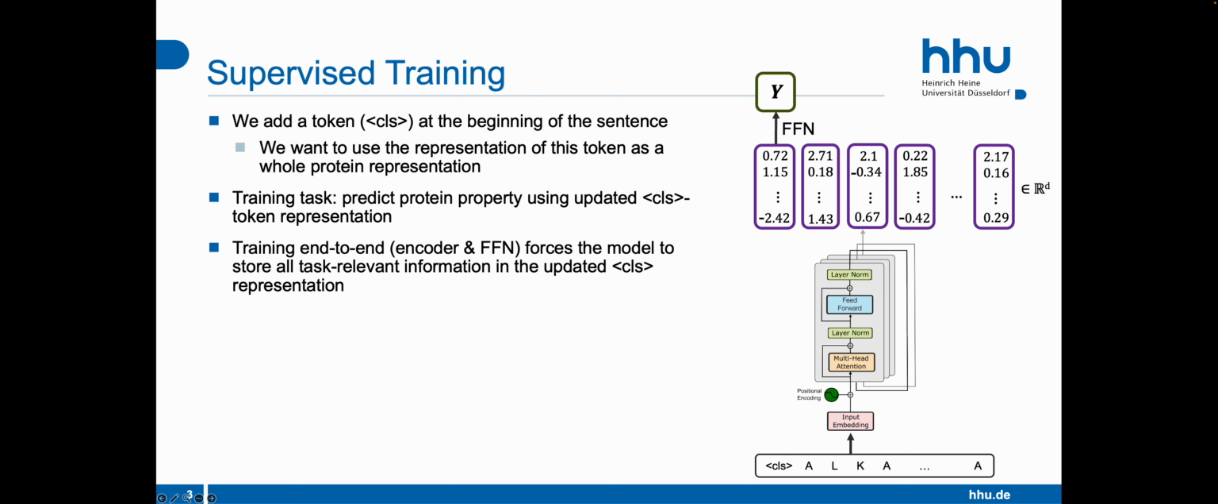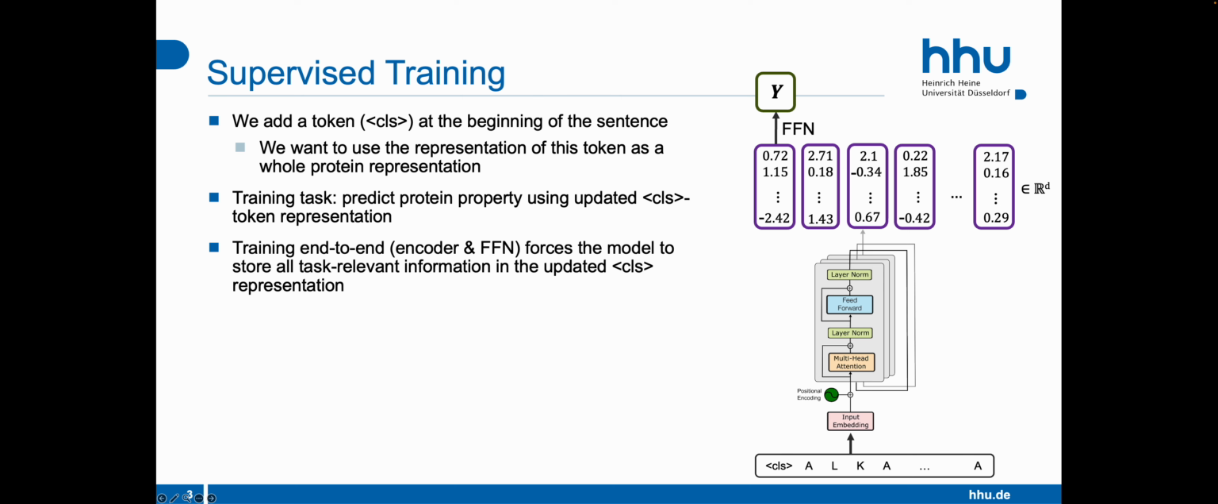We can train the model to use the updated CLS token that comes out of the transformer network encoder to predict a property of the protein using a fully connected neural network with this vector as the input. The variable that we want to predict is here denoted by y. For example, we could train the model to predict the optimal pH value of proteins. In this case, we would train the model to minimize the mean squared error between the predicted optimal pH for a protein and the experimentally obtained optimal pH.